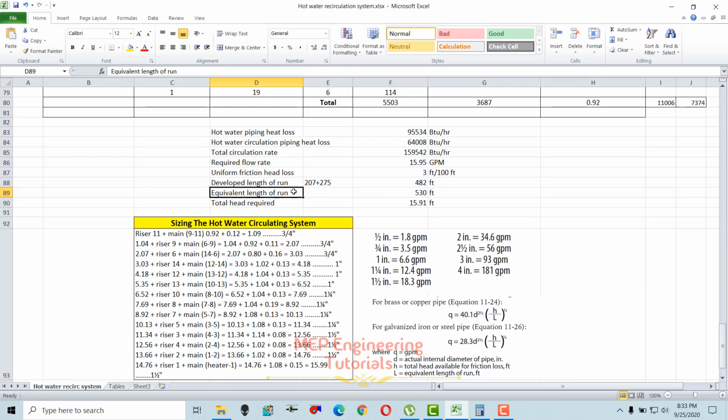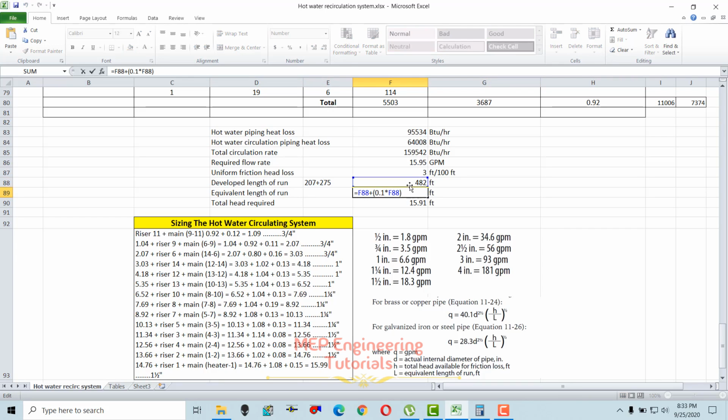So how will we get the equivalent length of run? Since we don't know the sizes for recirculation, we're going to apply the general thumb rule for fittings to get the total equivalent length of run. We know the total piping length for the straight pipe, but we don't know it for the fittings and the valves. So we're going to take 10% of this value to get the equivalent length of run.